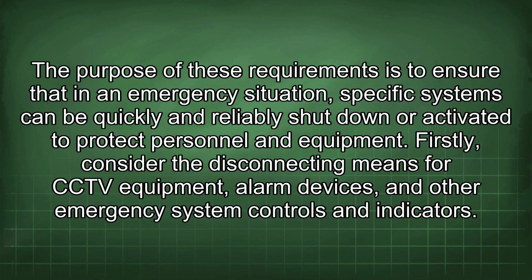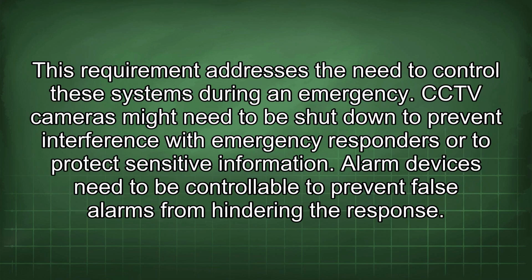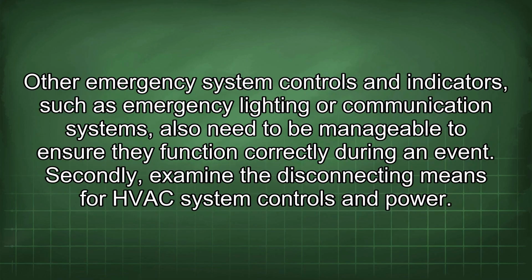Firstly, consider the disconnecting means for CCTV equipment, alarm devices, and other emergency system controls and indicators. This requirement addresses the need to control these systems during an emergency. CCTV cameras might need to be shut down to prevent interference with emergency responders or to protect sensitive information. Alarm devices need to be controllable to prevent false alarms from hindering the response. Other emergency system controls and indicators, such as emergency lighting or communication systems, also need to be manageable to ensure they function correctly during an event.